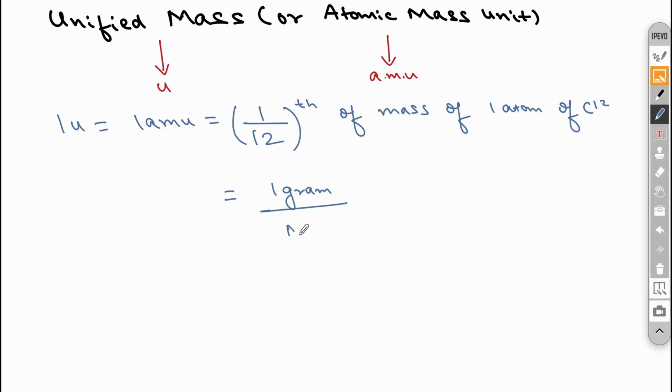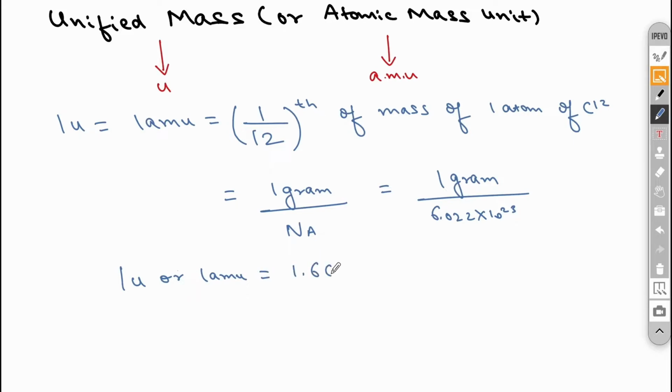This can also be written as 1 gram divided by Na. 1 gram divided by Na, 6.022 into 10 raised to power 23. This is the value of Na, Avogadro number. On further solving, 1 U or 1 AMU will come out to be 1.66 into 10 raised to power minus 24 gram. So just remember this simple value. Wherever you have to convert unified mass into grams, we'll simply use this value. So if you know the definition, you can simply get this value.